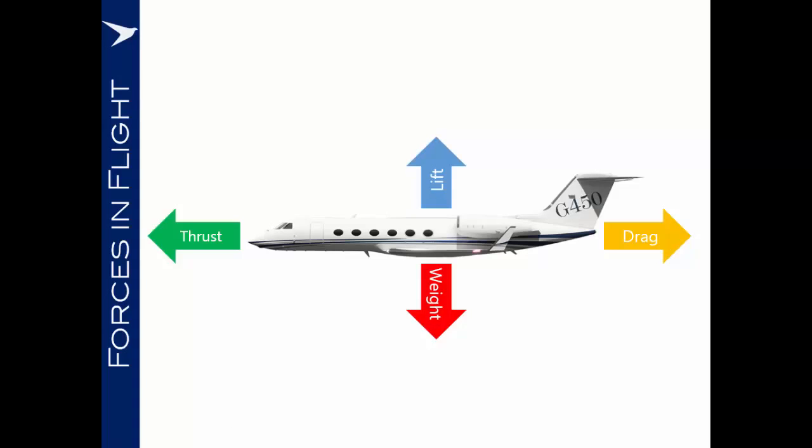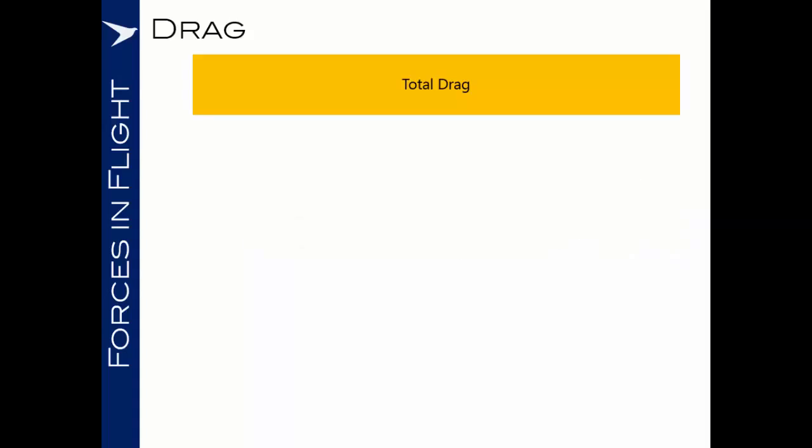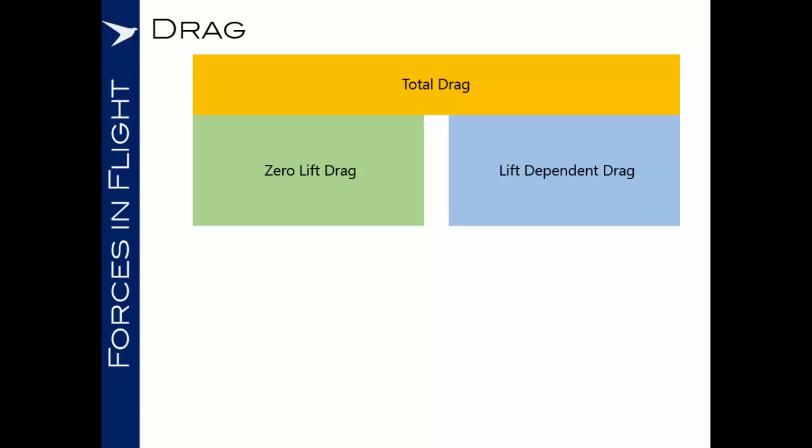In this video, we'll examine the force generated by drag. The total drag felt by an aeroplane can be divided into two parts. Zero lift drag, drag which is produced just by a function of moving an aircraft through the air, and lift dependent drag, the drag which we generate as a result of the lift that we are generating on the wings.